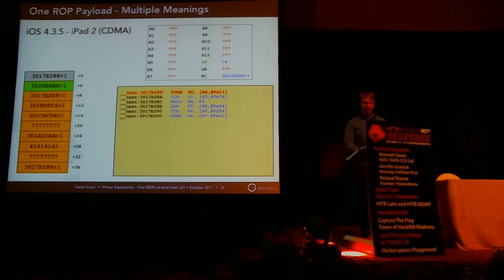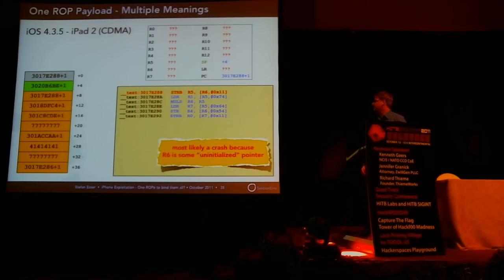So when we execute this, it's very likely that this will crash, because R6 is uninitialized. Well, basically the application that we are exploiting will initialize it to something, but maybe it's 0. So it's an illegal pointer, so it will crash. So obviously this ROP payload will do nothing else than crash on the iPad2 CDMA.